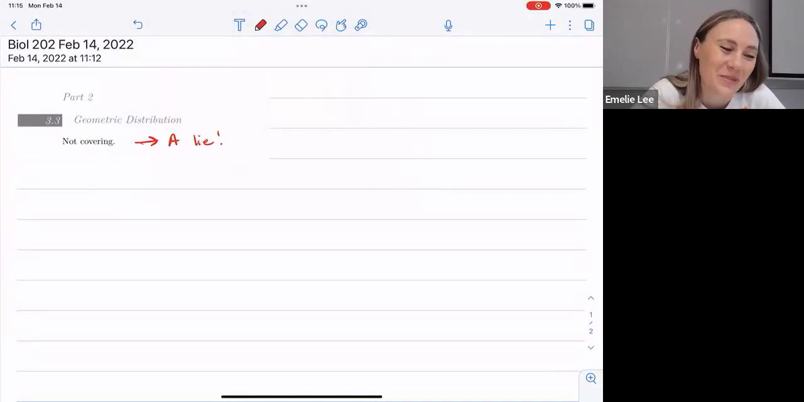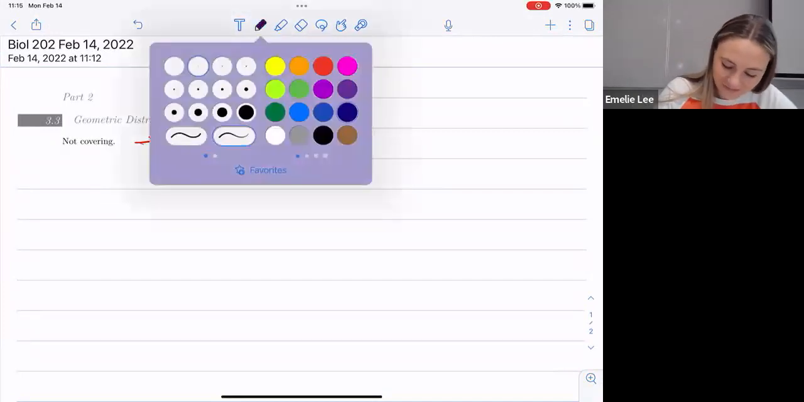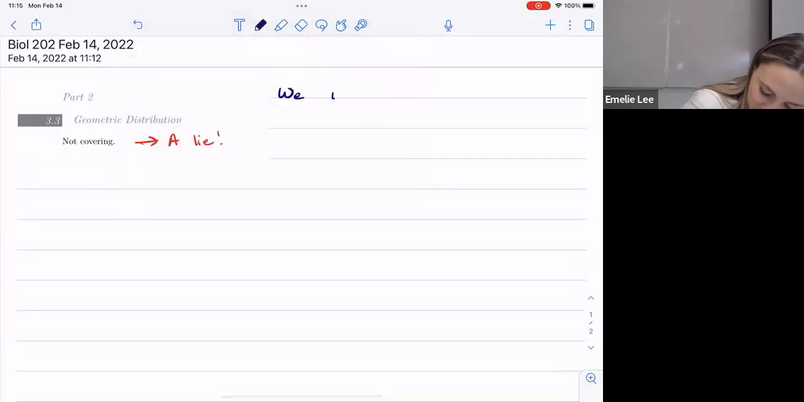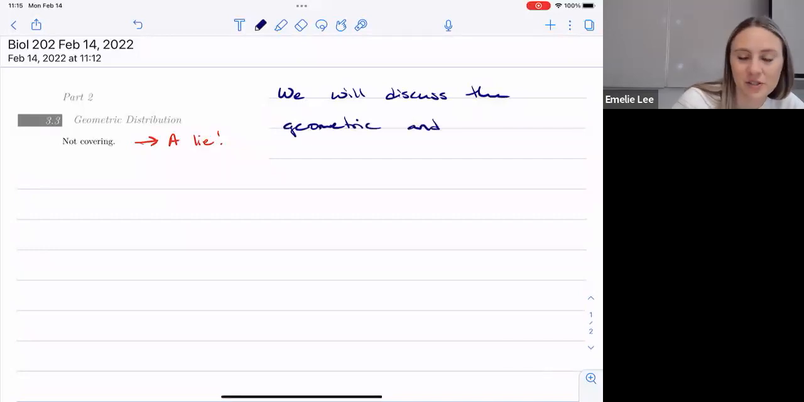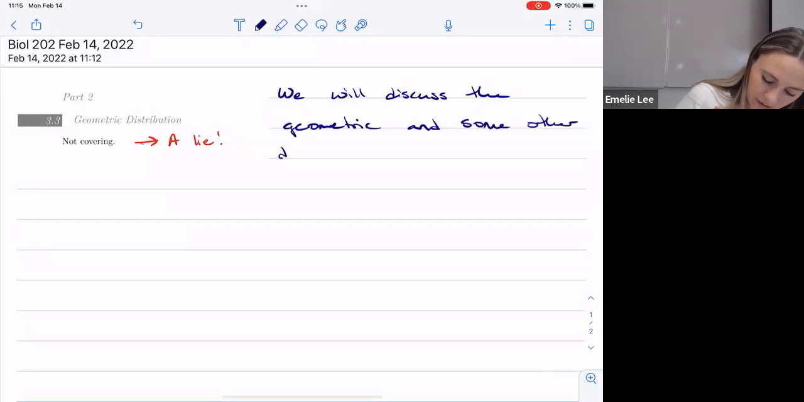We are just going to talk about it, like I said. So we will discuss the geometric and some other distributions on Wednesday.